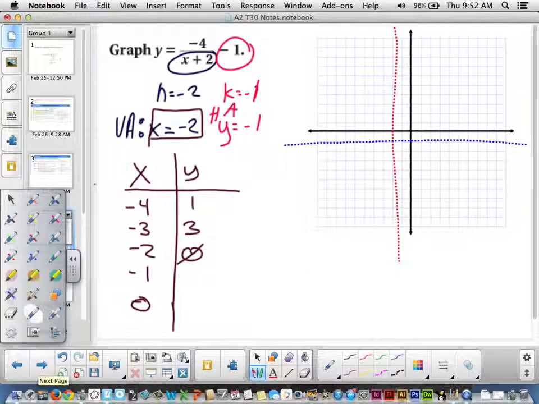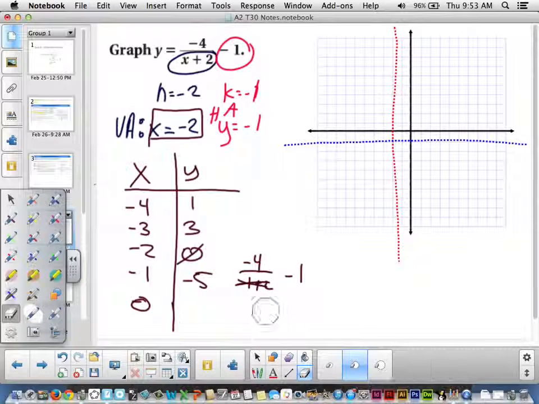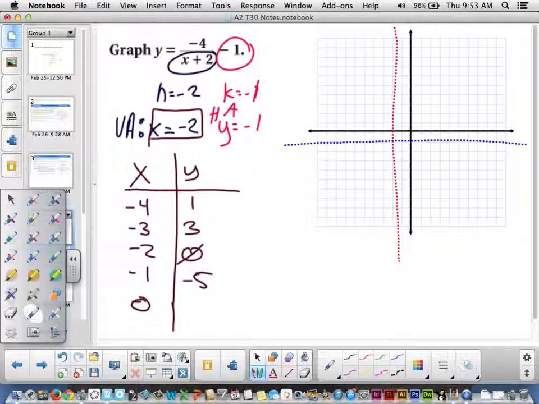We'll try at -1. -4 over -1 plus 2 minus 1. -1 plus 2 is 1. -4 over 1 is -4 minus 1 is -5. Then we'll try at 0. -4 over 2, because the 0 just cancels the x. So that's -2 minus 1 is -3.